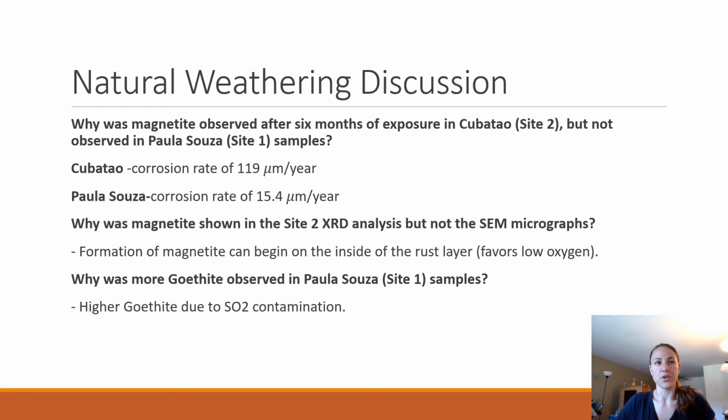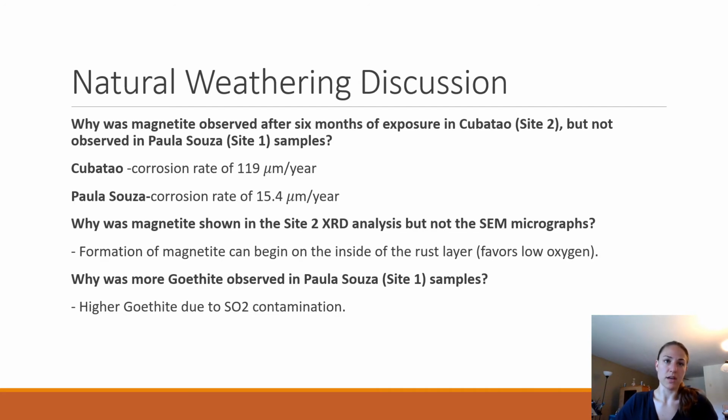Why was magnetite shown in the site 2 XRD analysis, but not in the SEM micrographs? The formation of magnetite can begin on the inside of the rust layer because it favors low oxygen environments. So this is why we can see it in an XRD analysis, but it's not always going to be visible just from the micrographs that we get on an SEM.